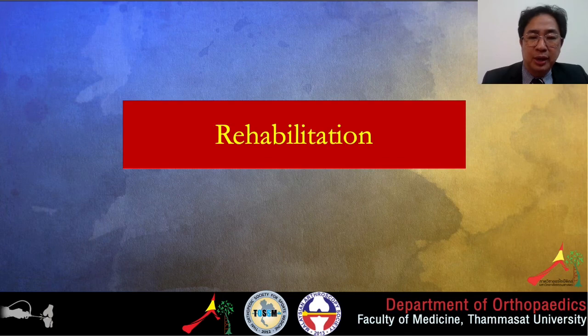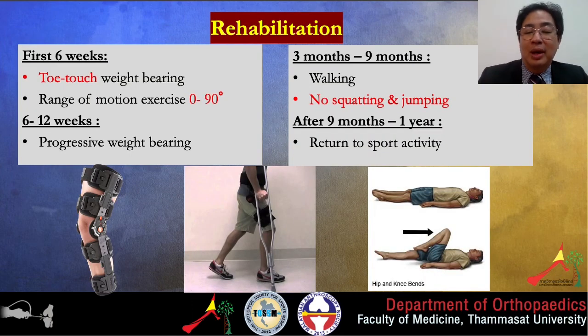Rehabilitation for the root tear need to be very slow. It's easily torn if putting the weight on too early. 6 weeks, no weight bearing. 6 to 12 weeks, progressive weight bearing. No squatting, no jumping for 9 months.